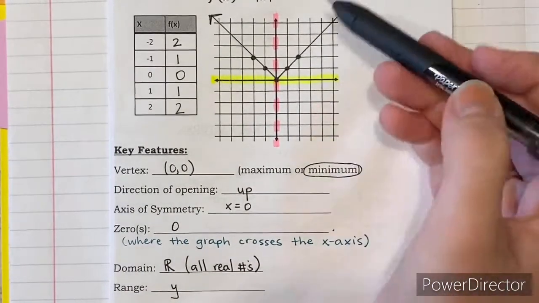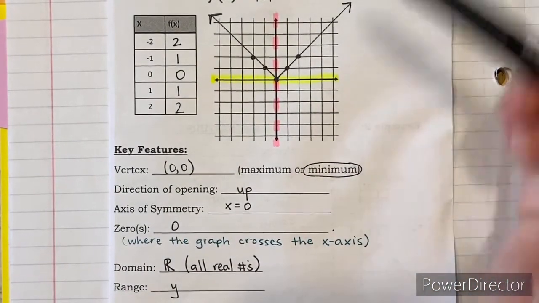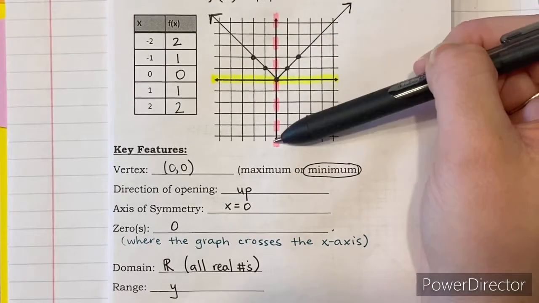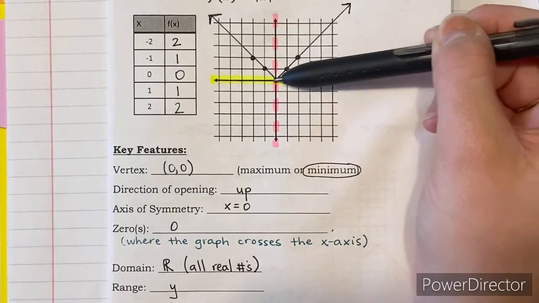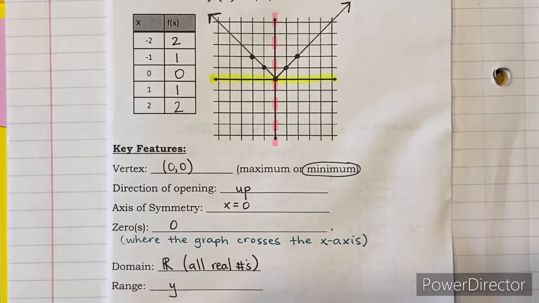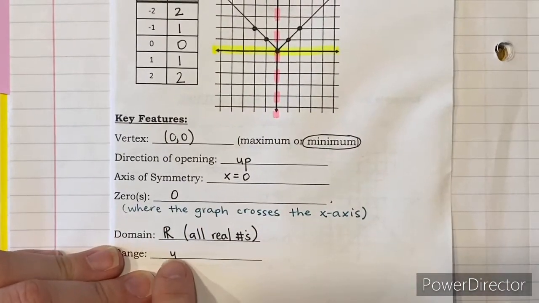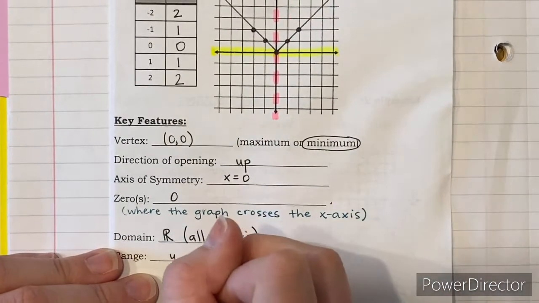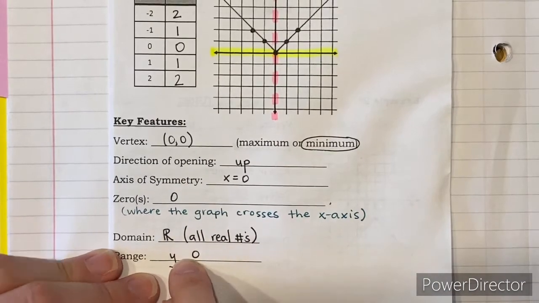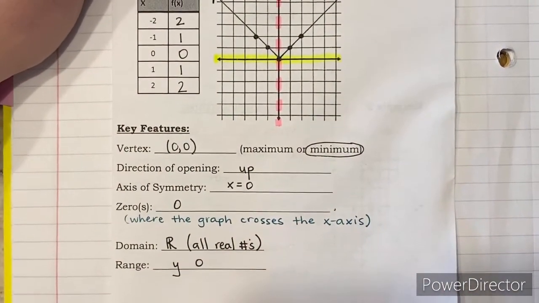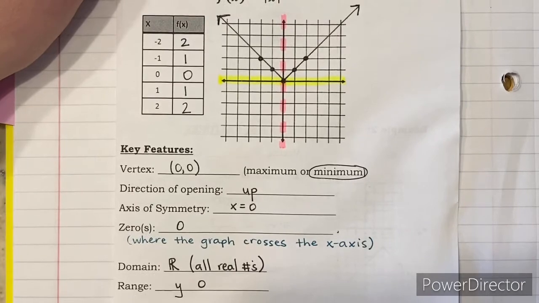So that number right here, and remember these are y values. So what number on the y-axis is that yellow line at? This is 0 on the y-axis. So I want you to, down here on the range, we already have our y. I want you to put a 0 and then leave a space in between. The space is going to be an inequality symbol, and it's super important.